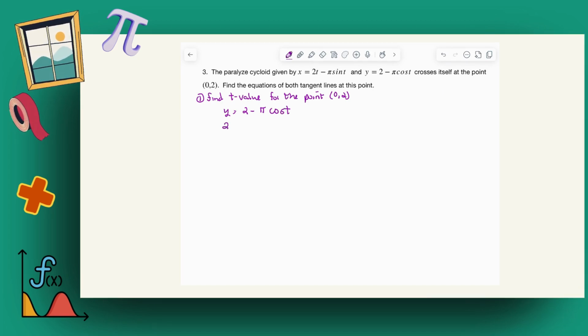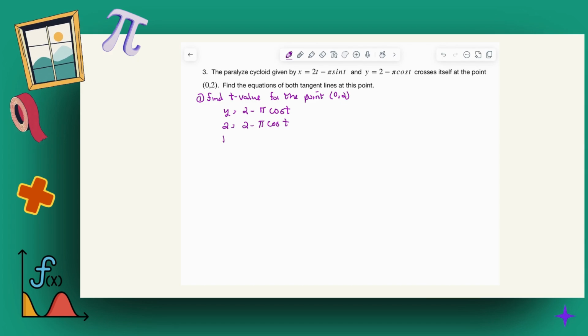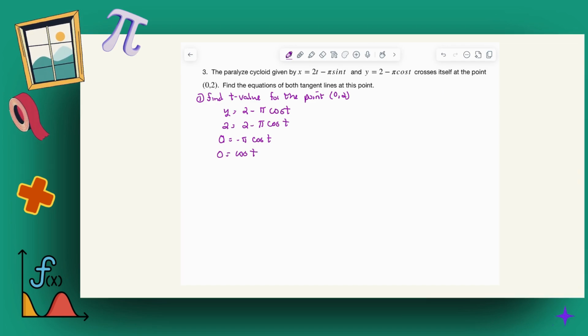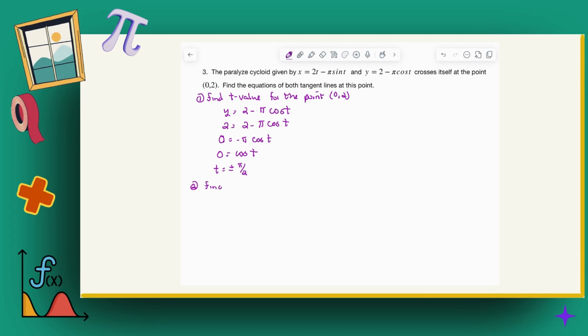And I'm going to replace the y with 2. And I'm going to solve this equation for t, starting by subtracting 2 from each side to get 0 is equal to negative pi times cosine of t, then dividing each side by negative pi to get 0 is equal to cosine of t. Then ask myself what angle has a cosine of 0, and that would be plus or minus pi over 2.